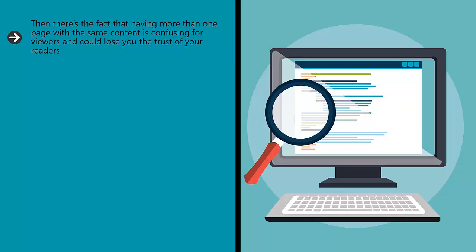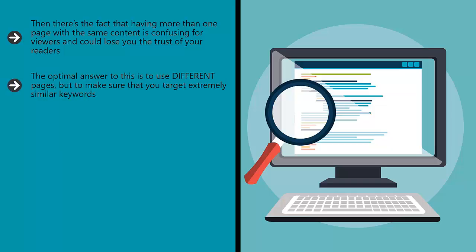Then there's the fact that having more than one page with the same content is confusing for viewers and could lose you the trust of your readers. The optimal answer to this is to use different pages, but to make sure that you target extremely similar keywords. Use a keyword research tool like KWFinder, www.kwfinder.com, and then target keywords that have similar search volumes and similar KD, keyword difficulty, ratings.